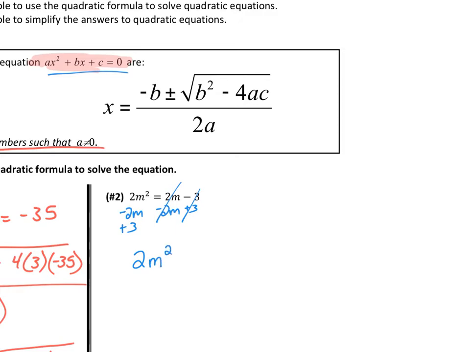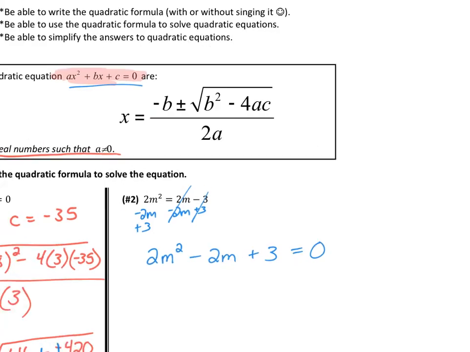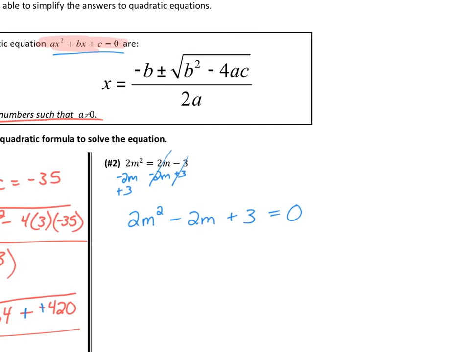2m squared minus 2m plus 3 equals 0. Okay, now we got to find a, b, and c. So a equals 2, b equals negative 2, and c equals 3.